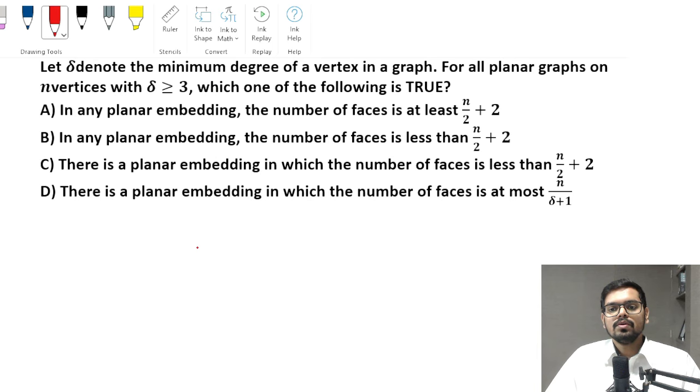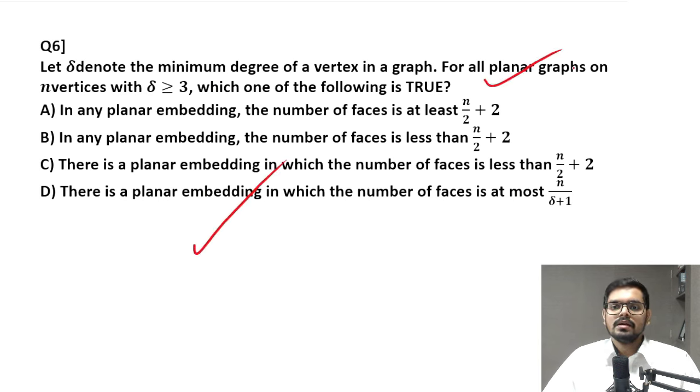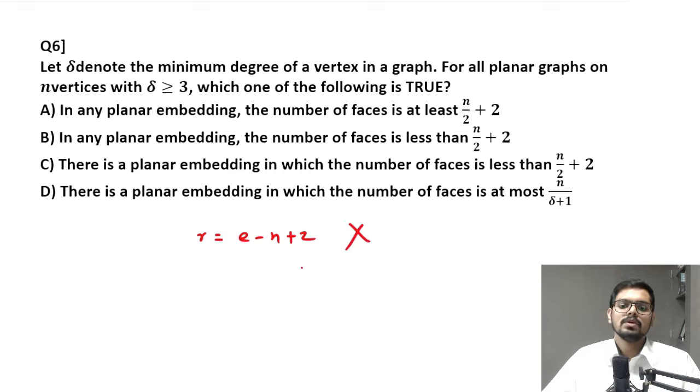I know what you are doing. Sir, planar graph, then we can use Euler's formula: R is equal to number of edges minus number of vertices plus 2. Absolutely wrong. Why? Because plus 2 is used only when you have a planar plus connected graph. In this question, anywhere are they talking about a connected graph? Check.